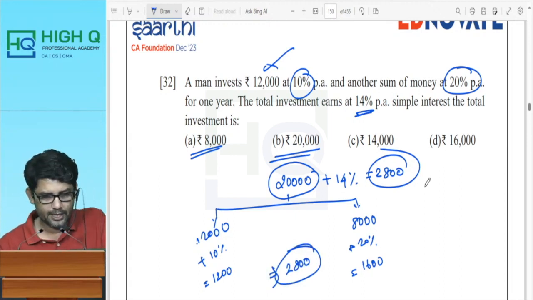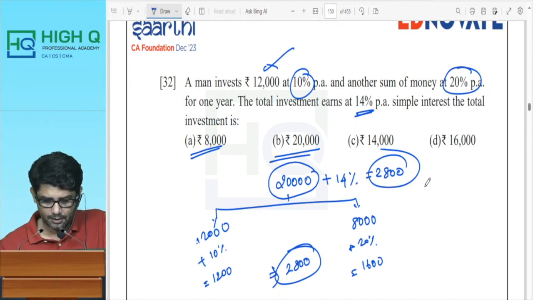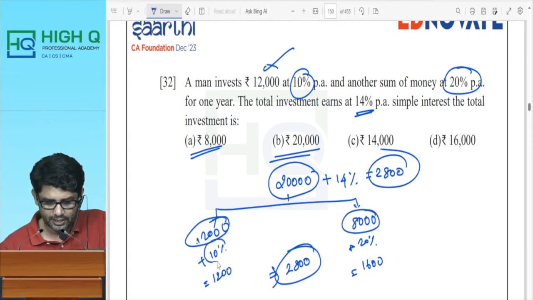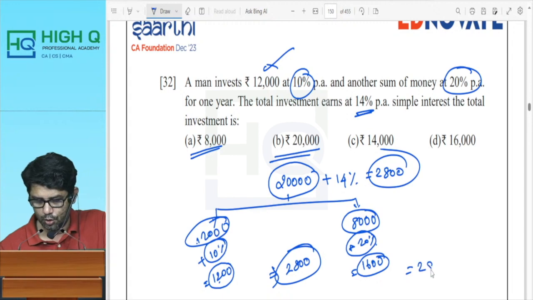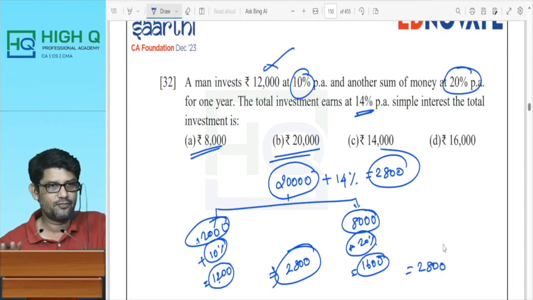I am taking trial and error method. So one amount is 12,000. The second amount is 8,000. First part you are investing at 10%. Second part you are investing at 20%. Both giving me simple interest 1,200 and 1,600. So total 2,800. This is the first condition.